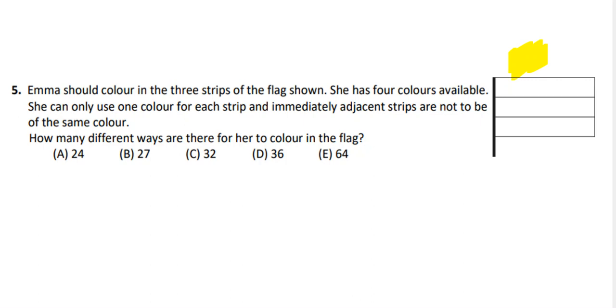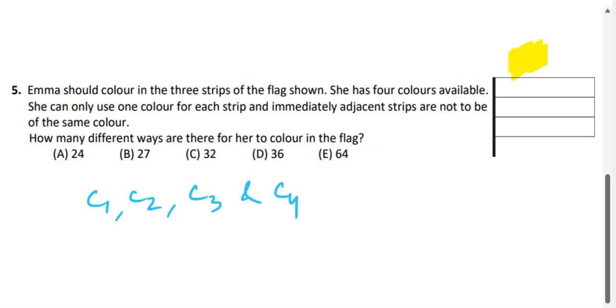So let's denote the colors. What will be the colors? C1, C2, C3 and C4. The colors are C1, C2, C3 and C4.